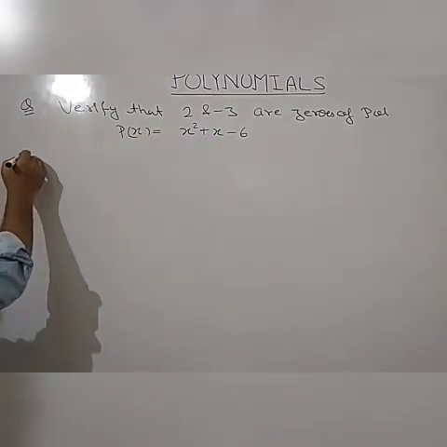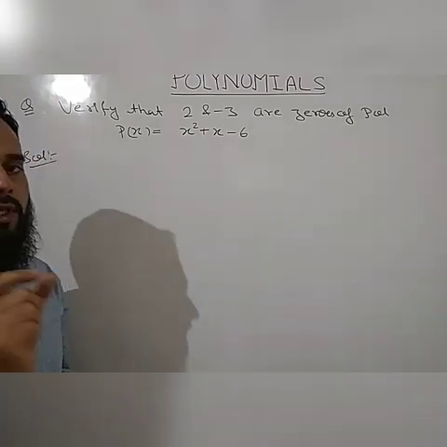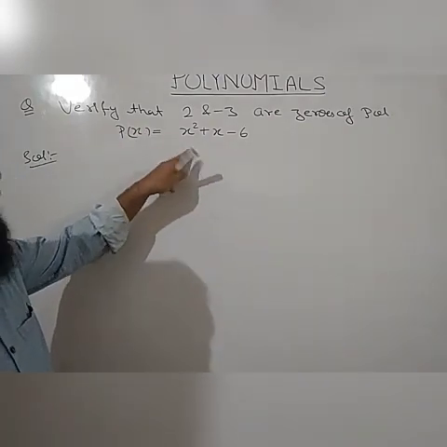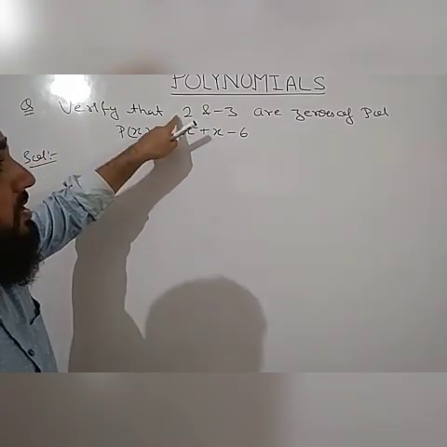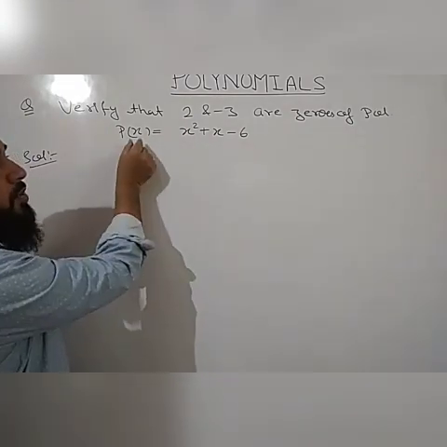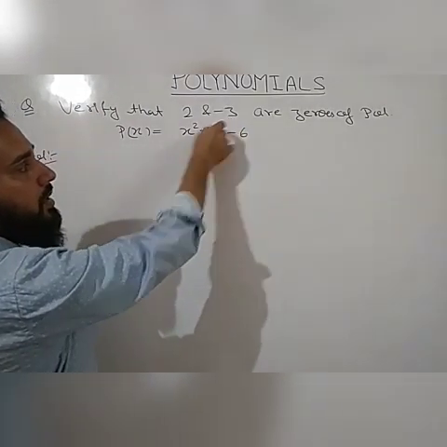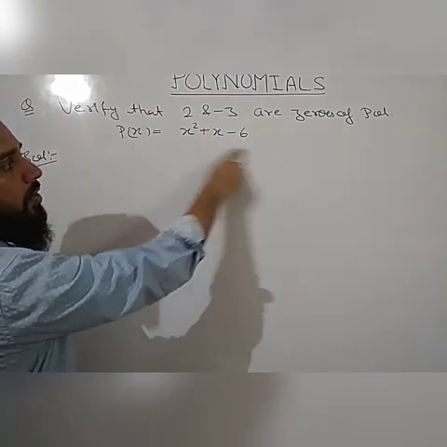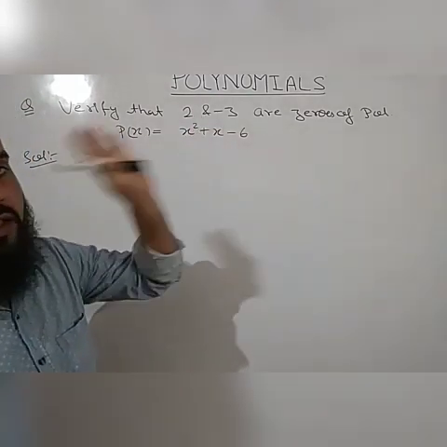So for verification, as we already know, what is the zero of the polynomial? Zero is that value of the variable which on putting in the given polynomial makes the value of the polynomial equal to 0. It means if 2 is the zero of this polynomial, then on putting 2 in this polynomial, the value of p(x) should be equal to 0. Similarly, if minus 3 is the zero of this polynomial, then on putting minus 3 in it, the value of the polynomial should be 0. So we have to verify that 2 and minus 3 are the zeros of the polynomial.